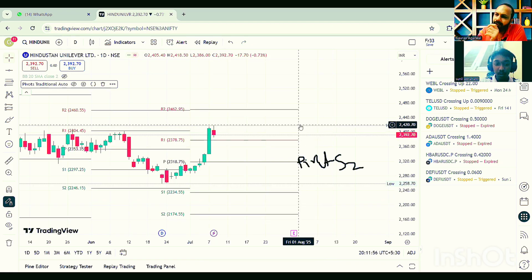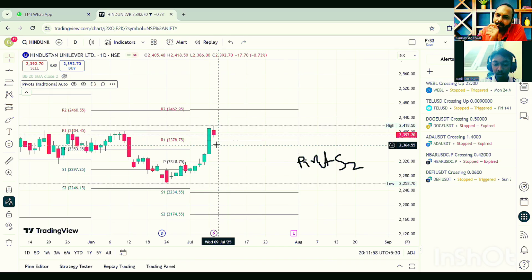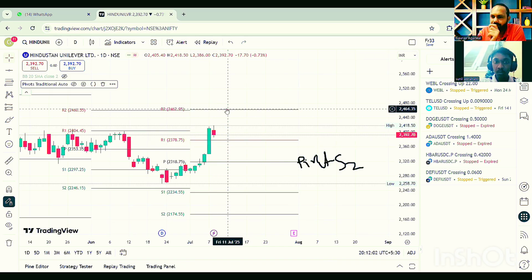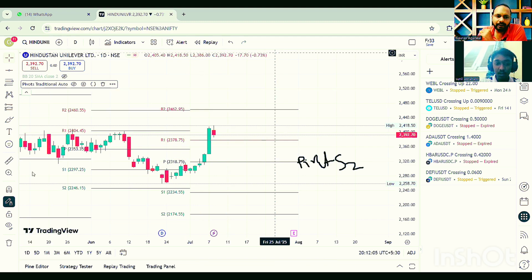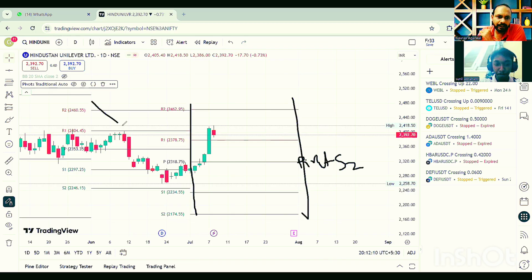Fine. So you should think like whatever lines are below the price, they are support, and whatever lines are above the price, they are resistance. So think like that. Okay, understood. And don't consider the previous lines. Only consider the current line only. These lines you should not think about.